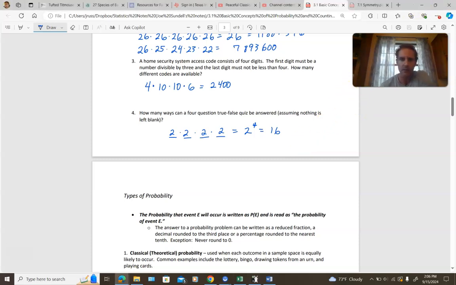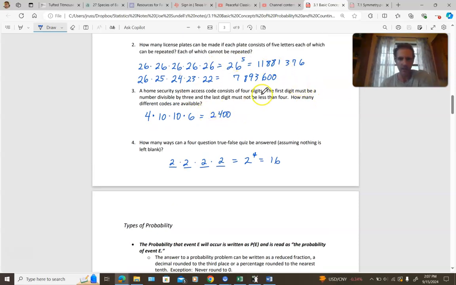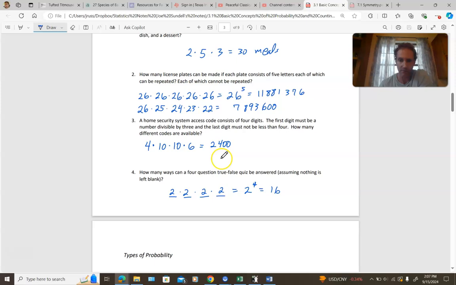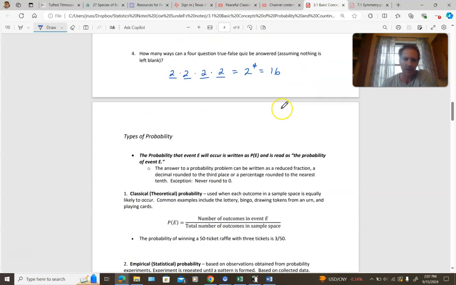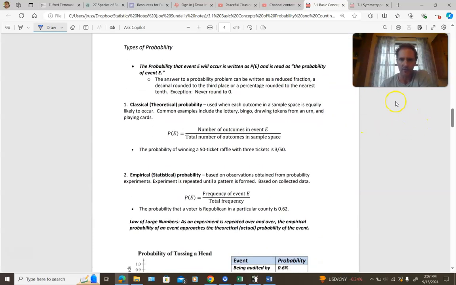Alright, welcome back guys. So we're going to finish up section 3.1 on probability. We had just finished looking at using the multiplication rules to find the total possible ways this sequence of events can occur. So now we're going to look at types of probability, or essentially the lens through which we can calculate or approach determining the probability of an event.